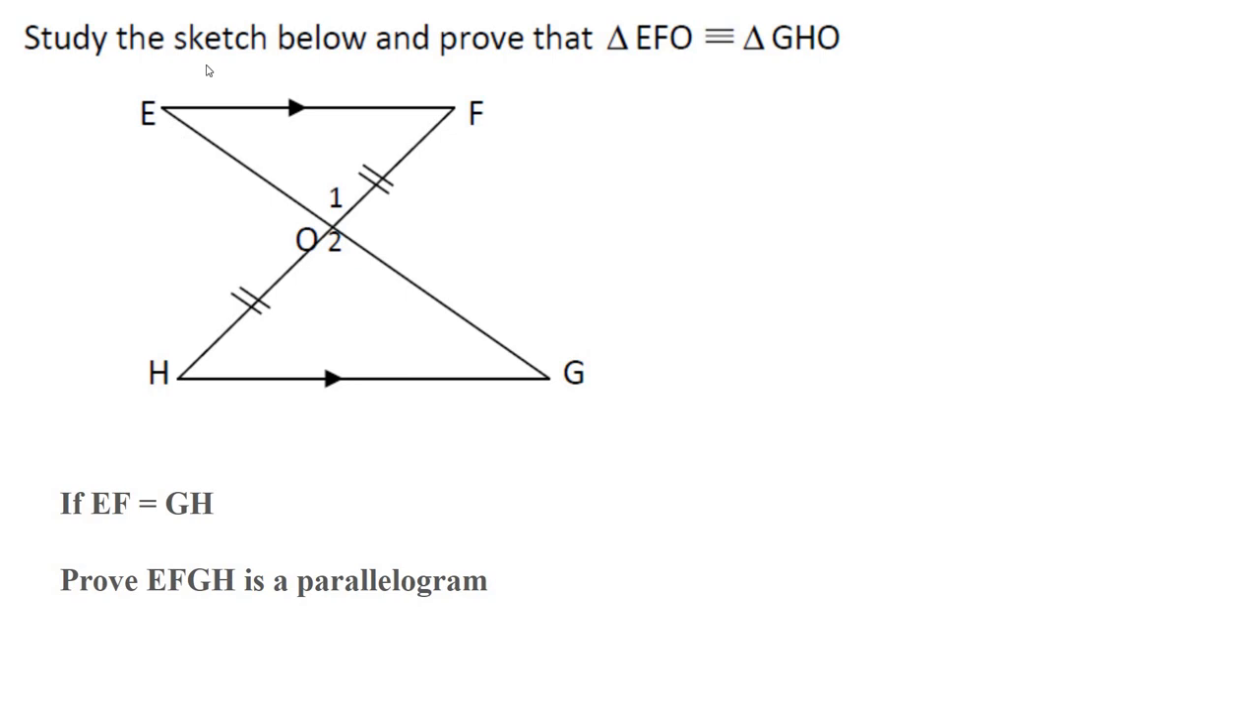The next question. Study the sketch below and prove that triangle EOF is congruent to triangle GOH. Now, there's more than one way to do this. You know, you could use vertically opposite angles, but you're definitely going to start off with OF equals OH because it's given. Okay, so that's the first thing.